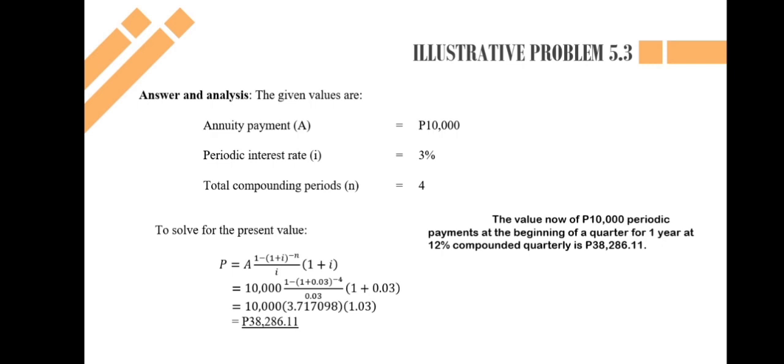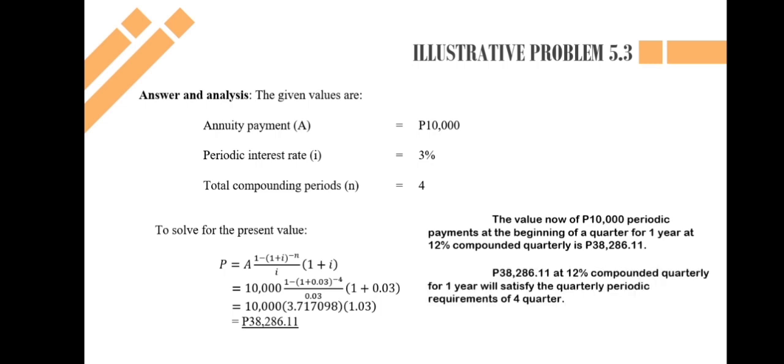The value now of 10,000 pesos periodic payments at the beginning of a quarter for 1 year at 12% compounded quarterly is 38,286 pesos and 11 cents. Or pwede naman nating sabihin na 38,286 pesos and 11 cents at 12% compounded quarterly for 1 year will satisfy the quarterly periodic requirements of a 4-quarter.